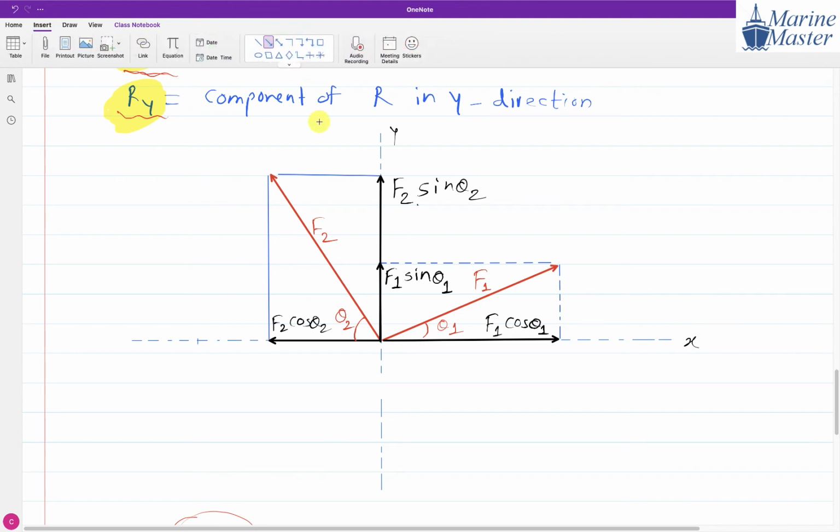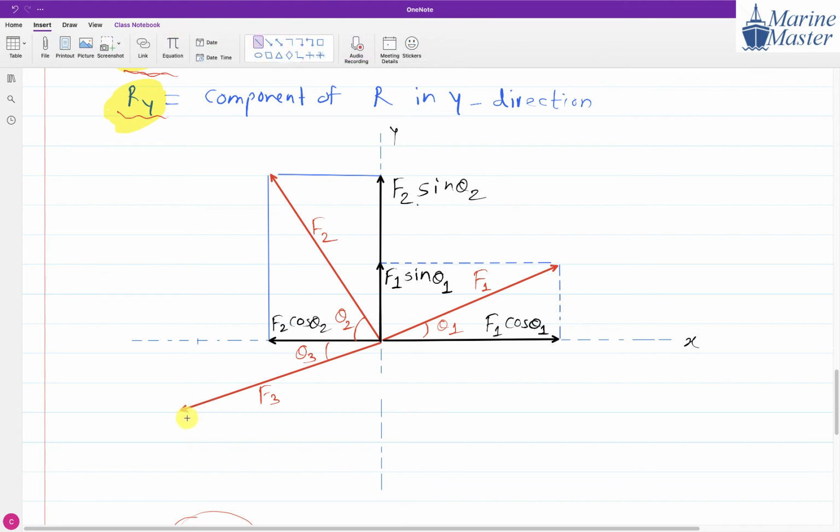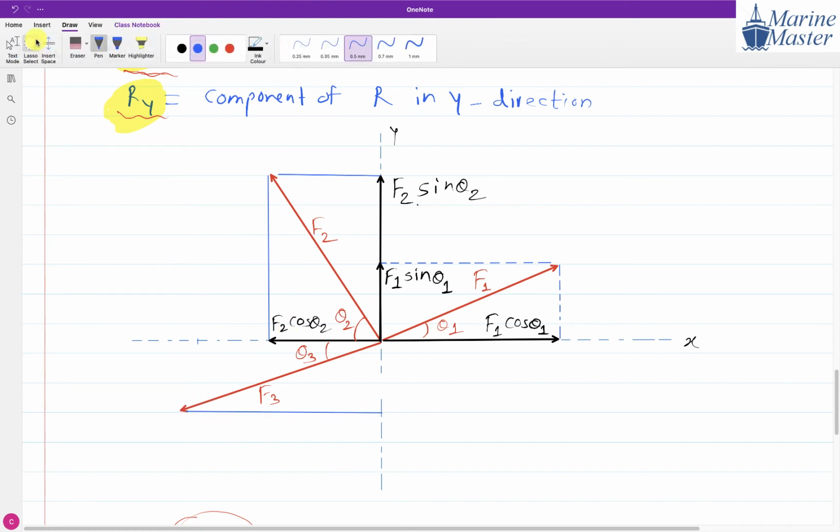We will say the third force is our F3. This third force is our F3, and we are going to find its components. F3 is making angle theta 3. To get the components, we are going to form a rectangle, a drawing like this, and make this one dotted. Observe carefully.